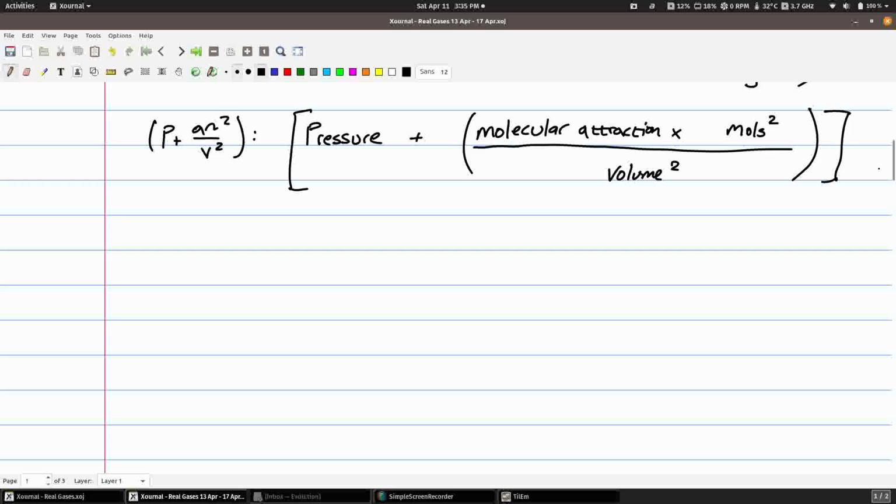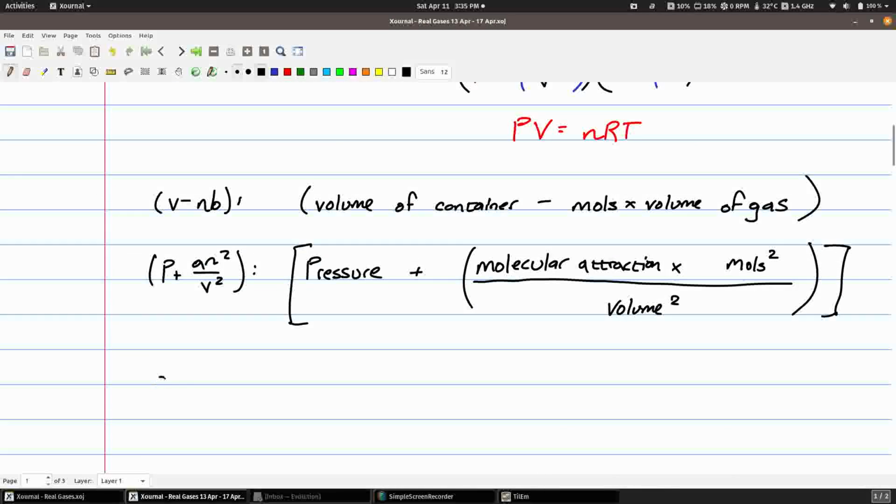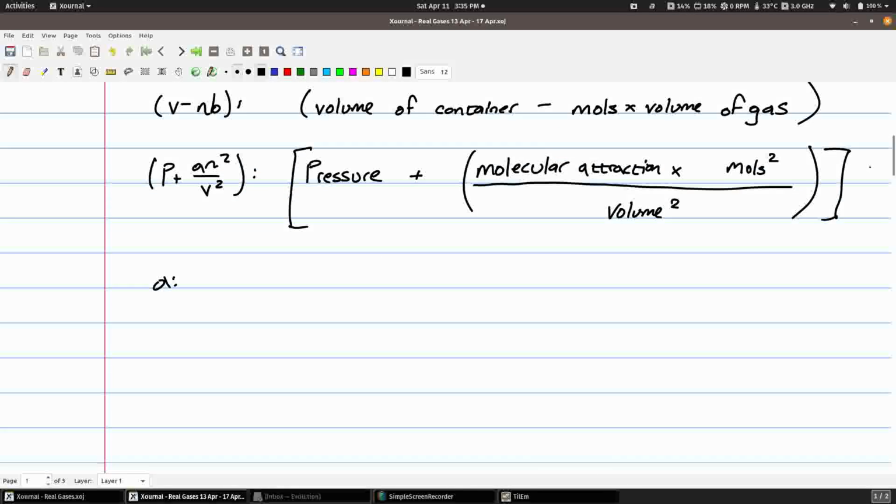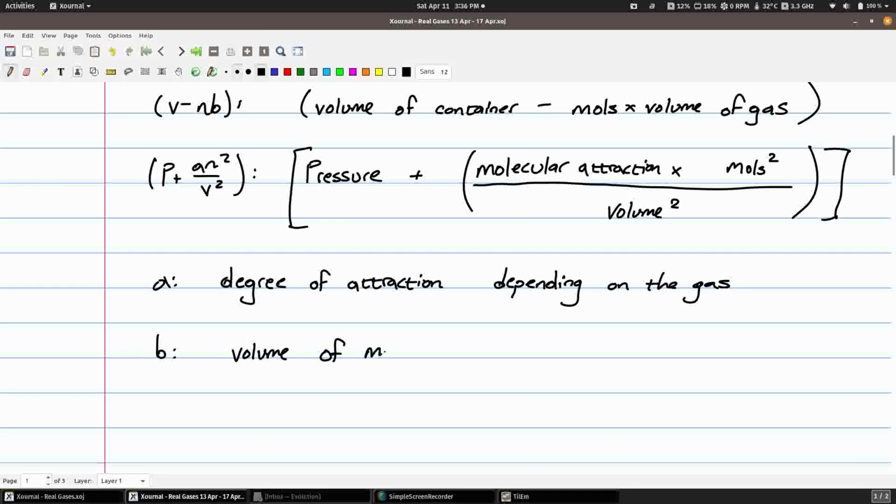Everything's got to be in standard values. Really what you're doing is adding in two tabulated values to calculate the difference between the ideal gas law and this. It's just going to give you a more precise answer. So, did I write everything? For a, no, I didn't. So a is the degree of attraction depending on the gas. And then b is the volume of molecules depending on the gas.